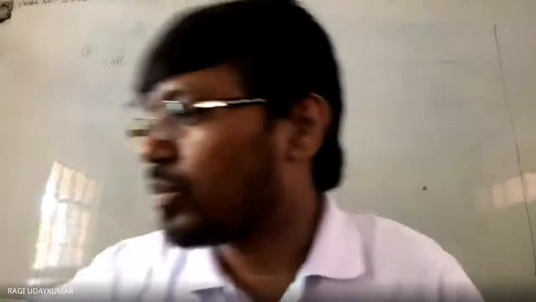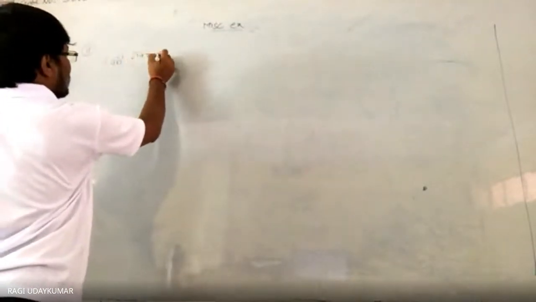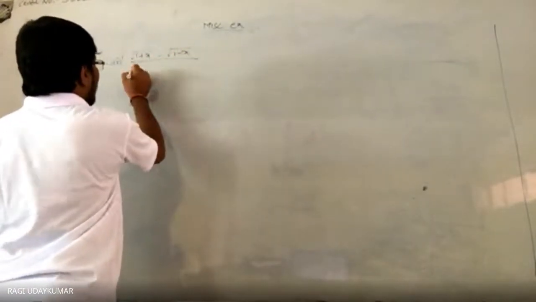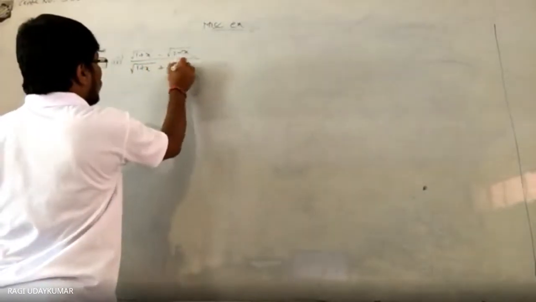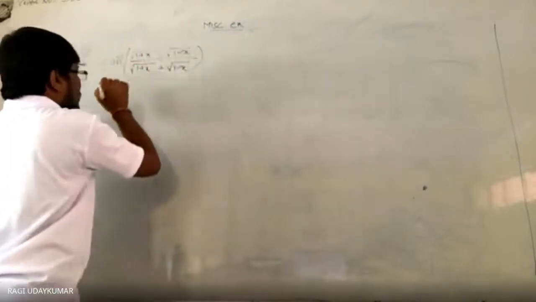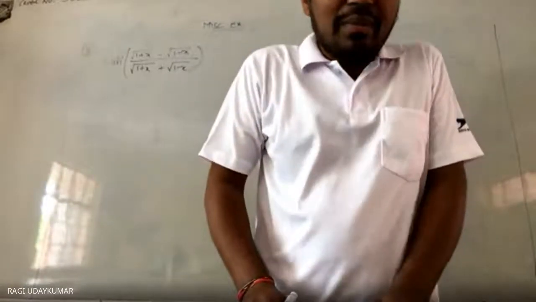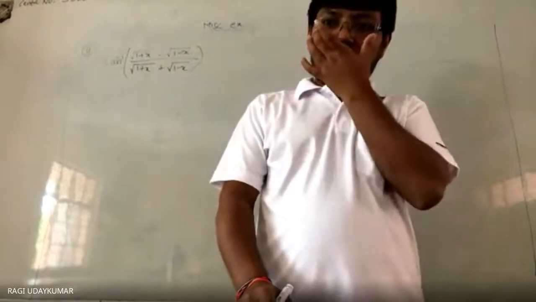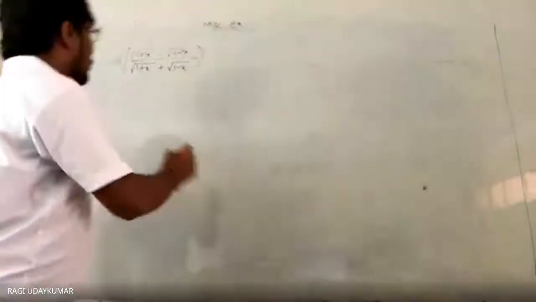So now the problem is tan inverse of under root of 1 plus x minus under root of 1 minus x by under root of 1 plus x plus under root of 1 minus x. This is equal to, we need to prove, pi by 2 minus 1 by 2 cos inverse x. As it is asking for cos inverse x, you have to keep in mind that we should replace this x.